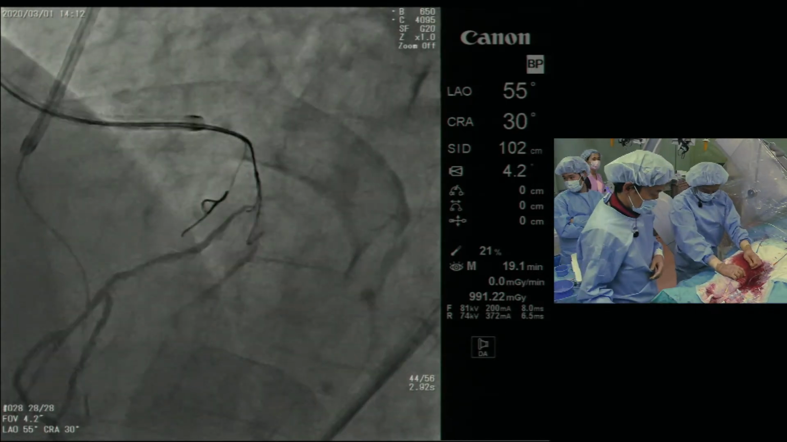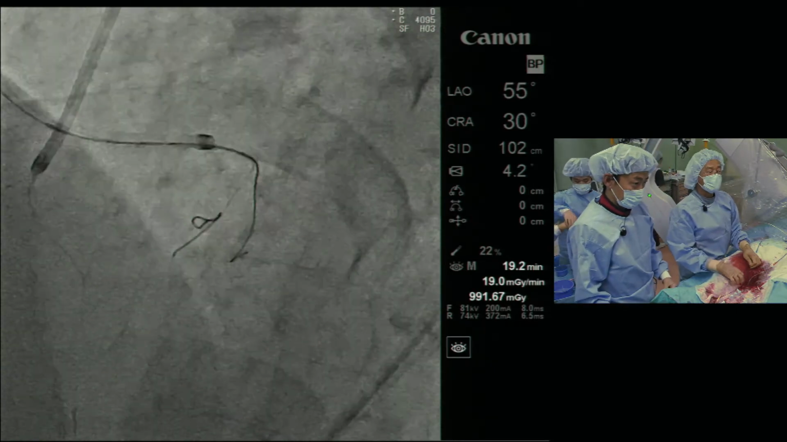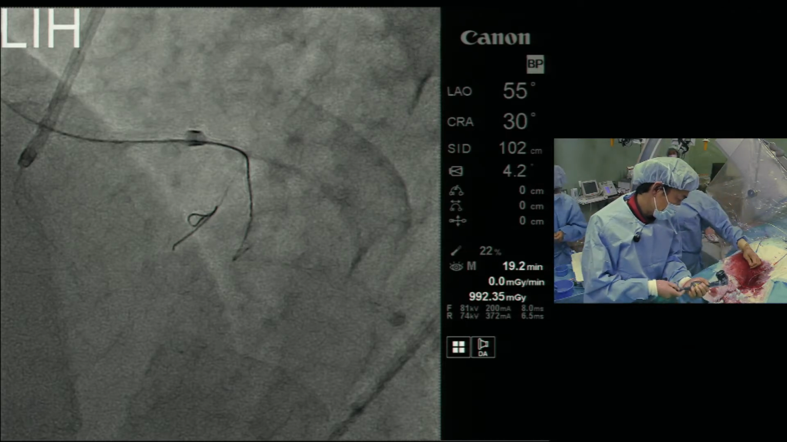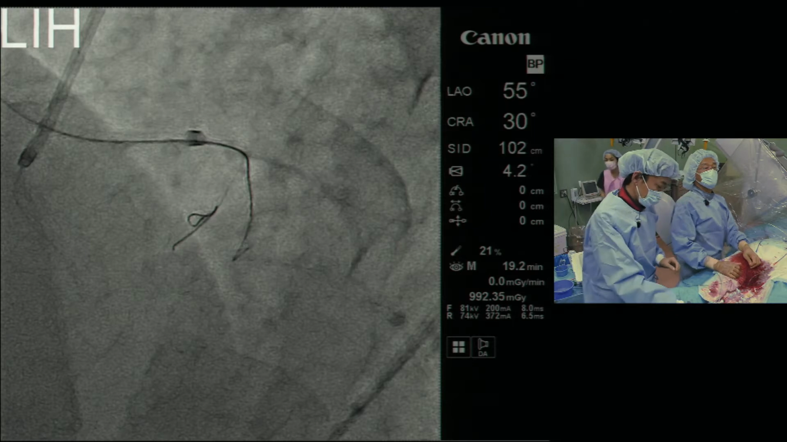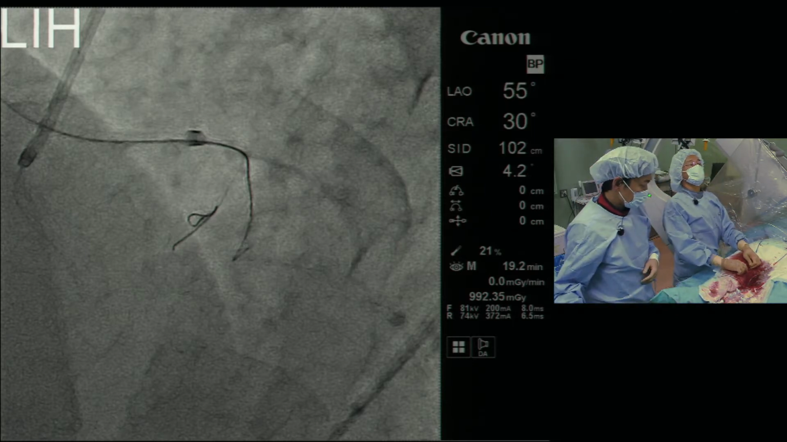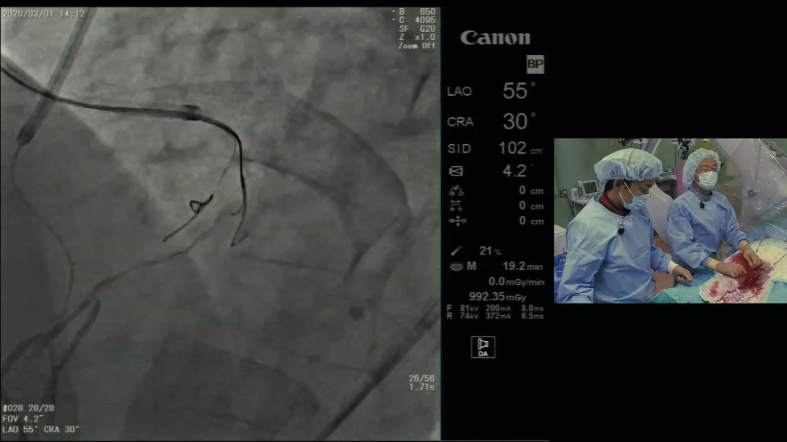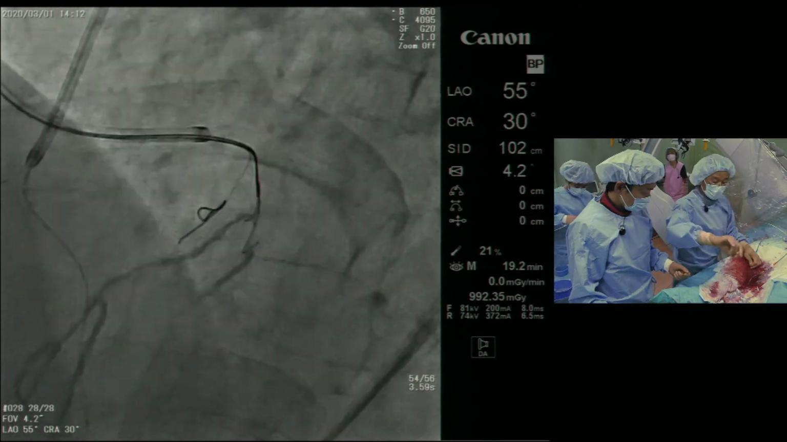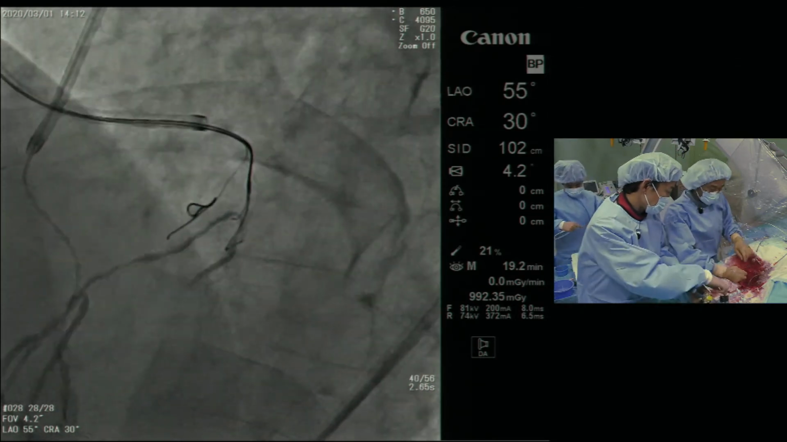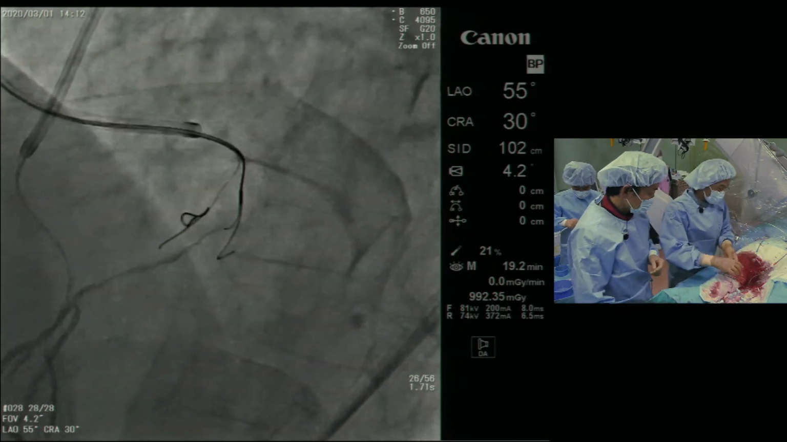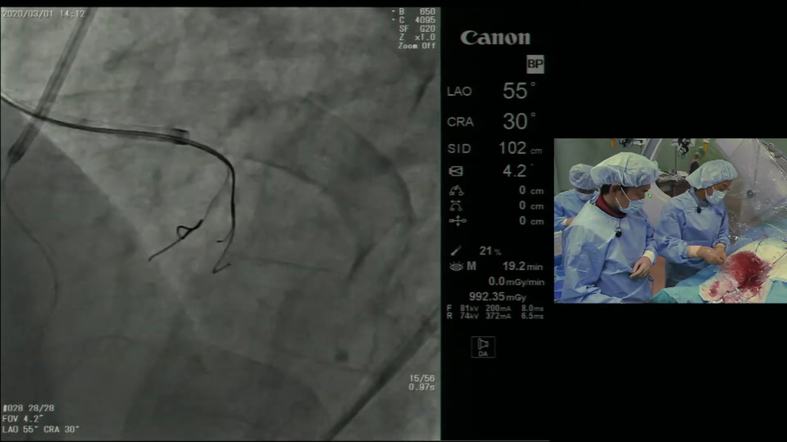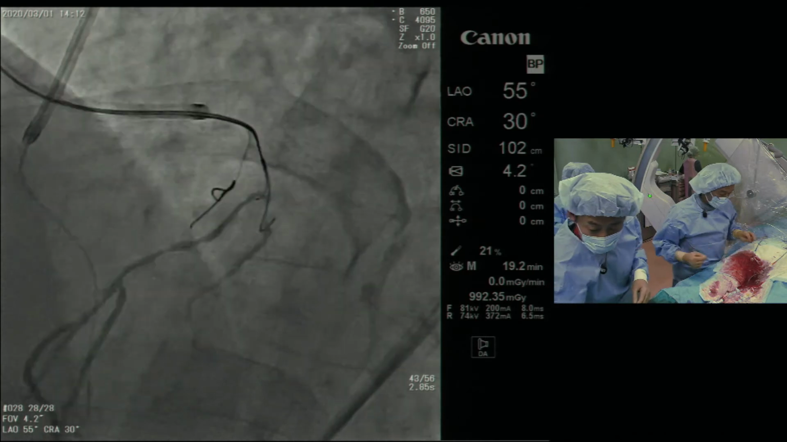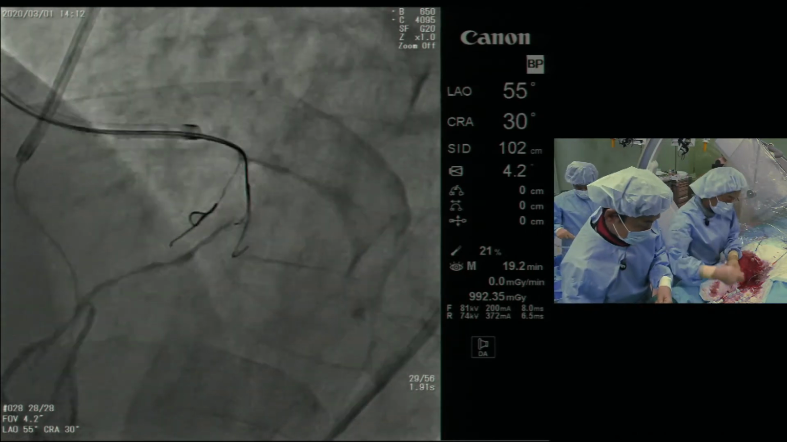The first wire seems to be directed towards the diagonal. Is it correct? Yes. Maybe you could first put the IVUS on this first wire? The first wire is in the false channel in the diagonal. You will take the IVUS on this wire which is in the diagonal. I will check the IVUS. I checked using the first wire. So I don't know whether the IVUS can get into the CTO easily.